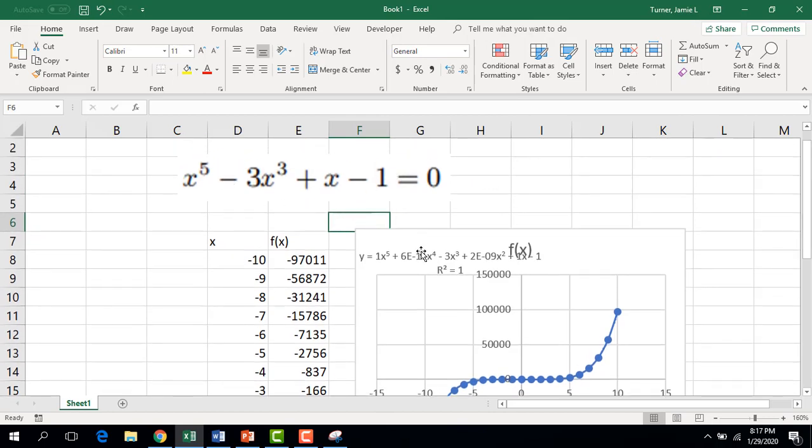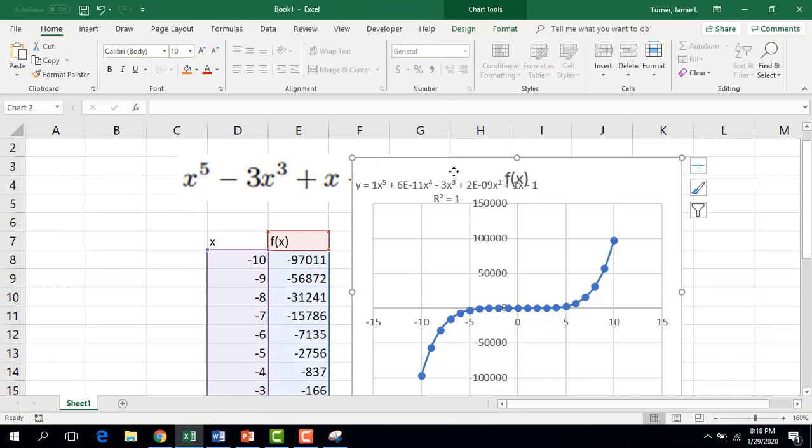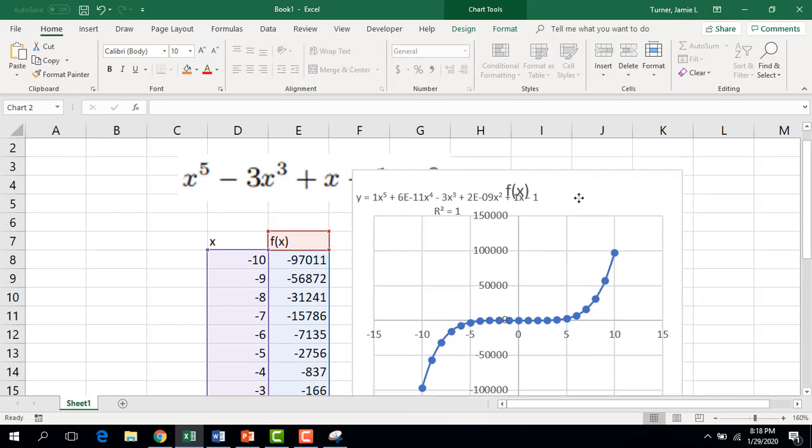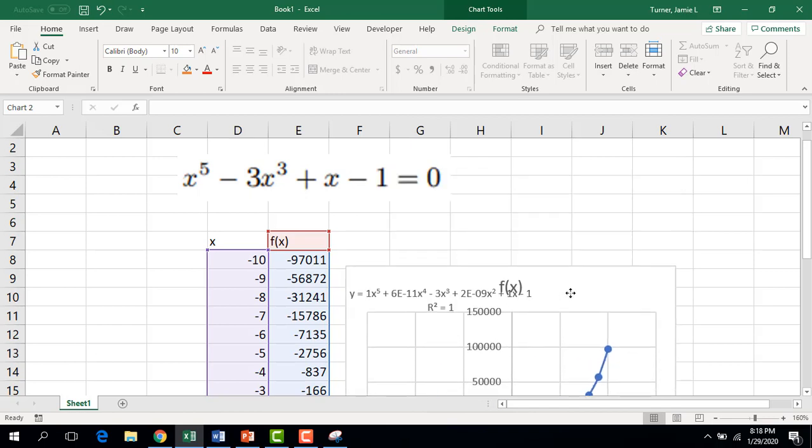Yeah, because that 4th term is pretty much 0 and the squared term. So that's kind of neat. Okay, but that does show us that it's going to go through 0 somewhere between negative 10 and 10. So we have somewhere to start with. And it also looks like we're only going to have one solution for this equation too. So that's a good thing to know too.